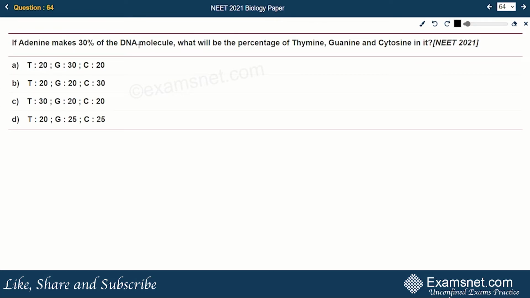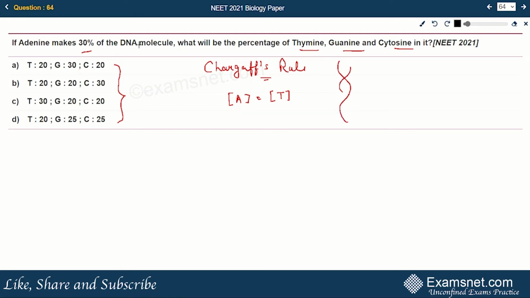So question number 64 is from the chapter Molecular Basis of Inheritance, class 12. And the question is, if adenine makes 30% of the DNA molecule, what will be the percentage of thymine, guanine and cytosine in it? And here are four possible options. Now, to solve this, we just have to know about a simple rule here, that is Chargaff's rule. What does this rule state? It states that the amount of adenine is equal to the amount of thymine in any double-stranded DNA.